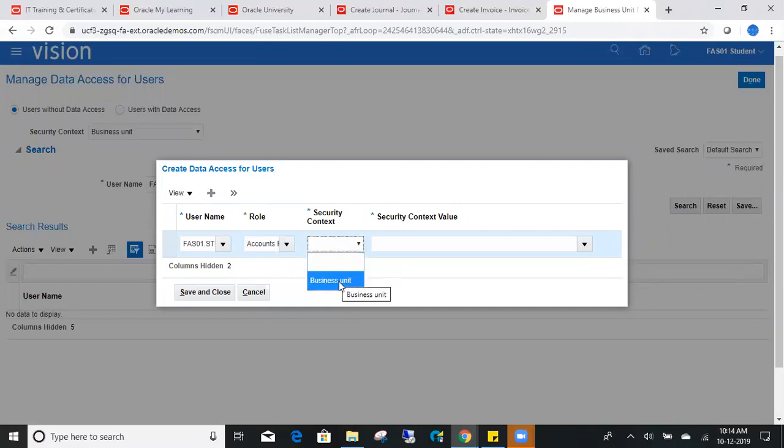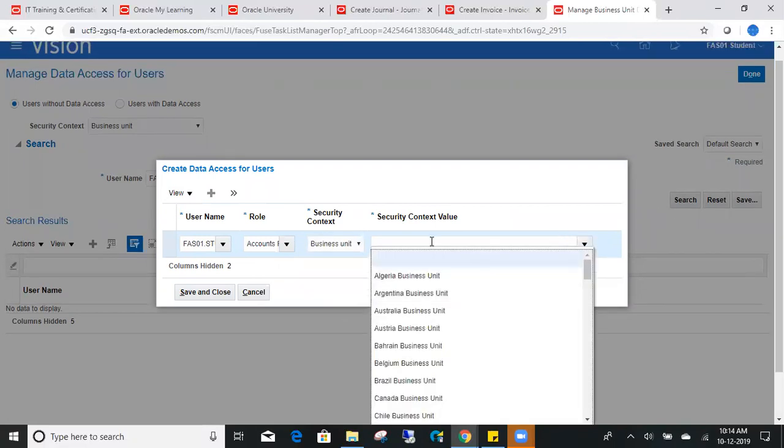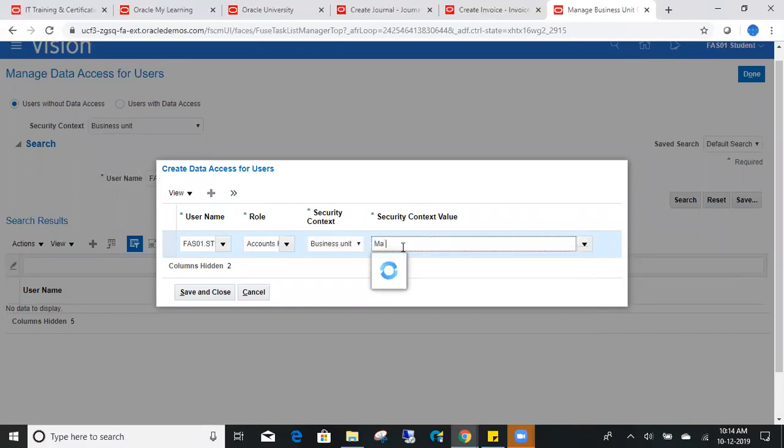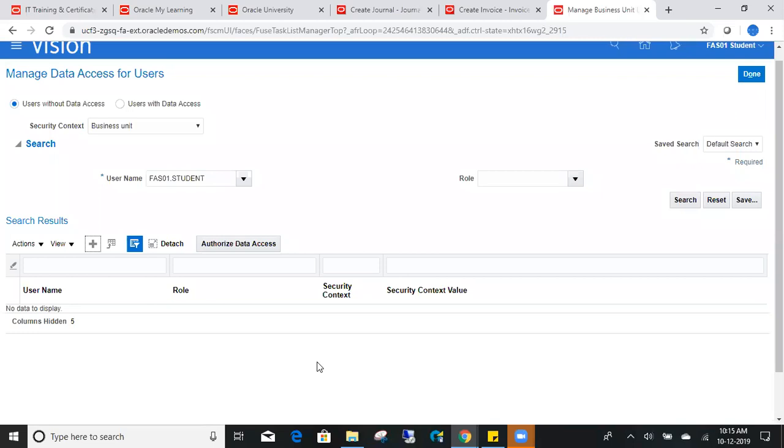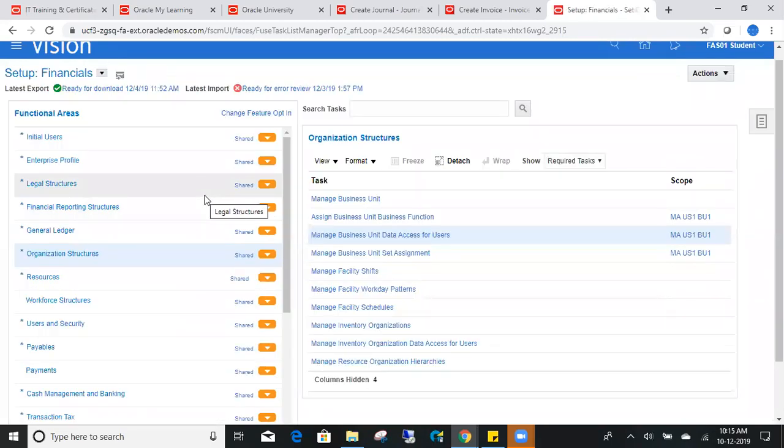In general ledger, we have ledgers, right? Ledgers you can assign to them, data set you can assign to them. In the general ledger, here you are able to see the business units. As part of account payables and receivables, it's business units. MA US1. So I have given a permission to FAS01 student for that user. For this user, I have given access to my Payable Specialist, USB1, that business unit I have created, right? So that business unit I gave access to that user.